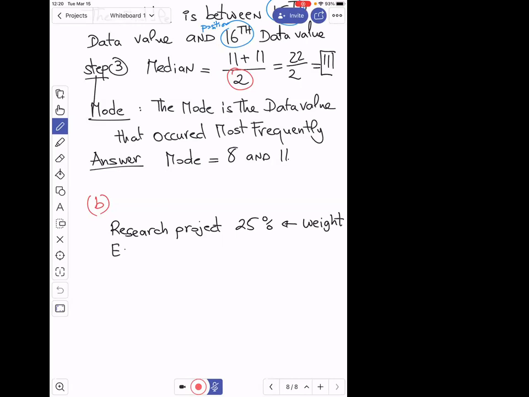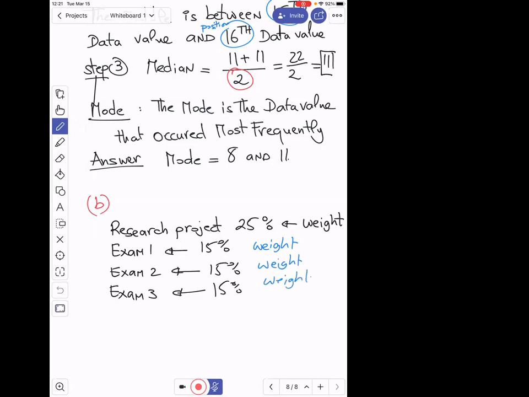Now we have 3 exams. Each exam is worth 15%. And again, the 15% will be the weight of each exam. Right, and then there is of course a final exam that's 30%. It's worth 30%, and that's the weight of the final here.